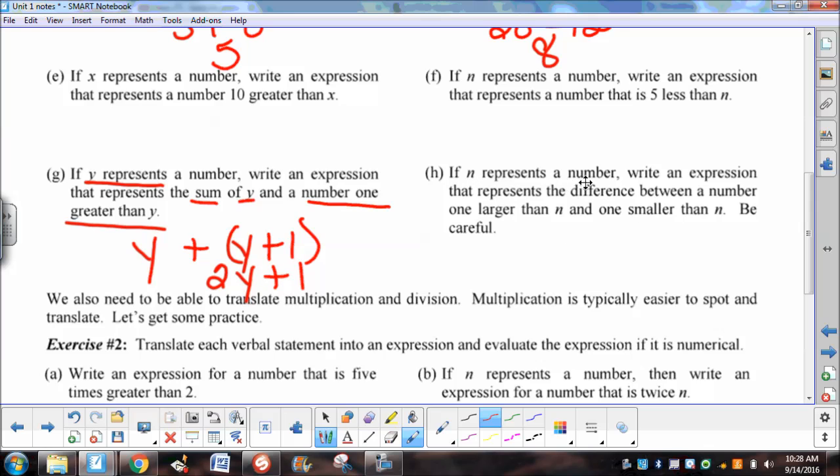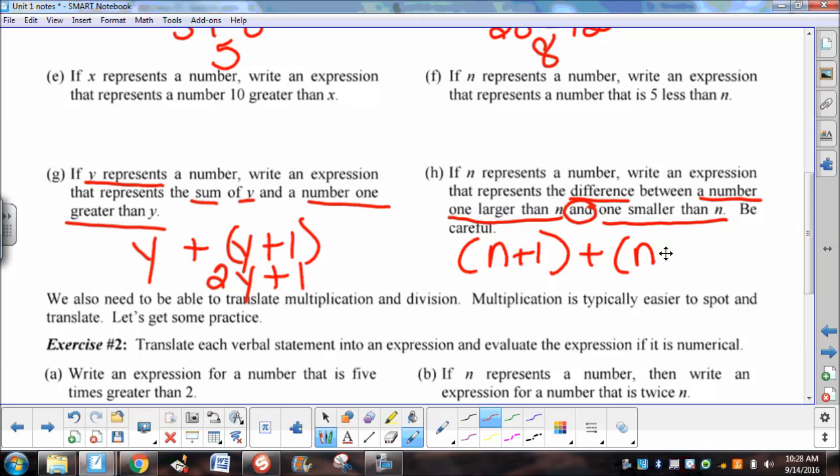H says, if n represents a number, write an expression that represents the difference between a number, let's be careful how I read that and where I pause. It says, a number 1 larger than n, and, okay, so this is going to indicate that we're going to start to talk about the second number, a number 1 smaller than n. So we know we're going to add a number 1 larger than n. So that's going to be n, 1 larger than that is plus 1. And then a number 1 smaller than n, that's going to be n minus 1, my second.